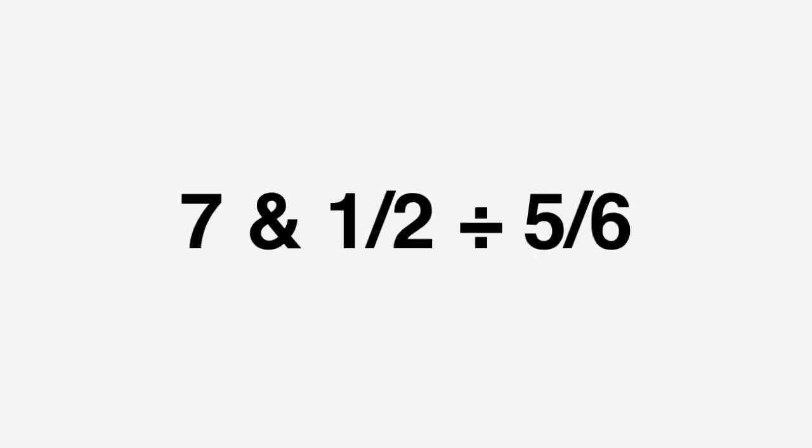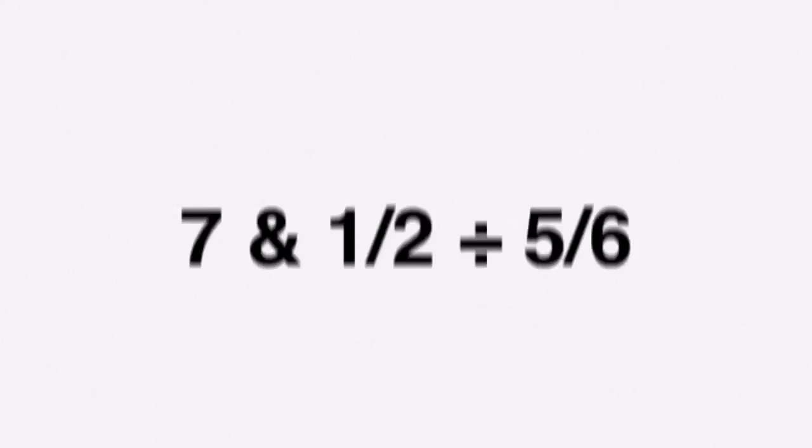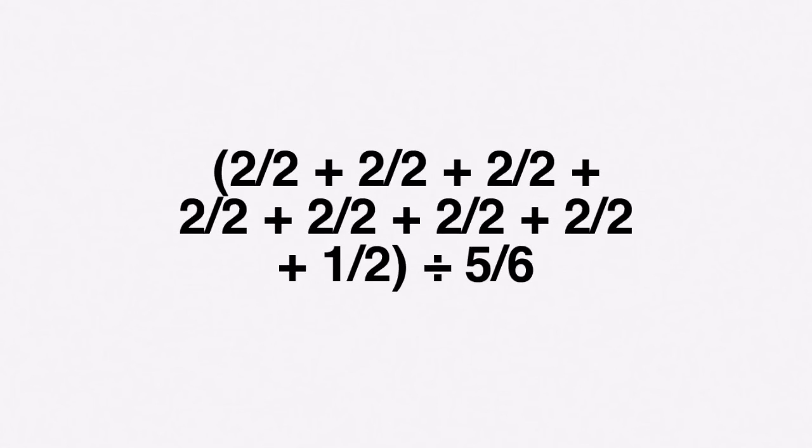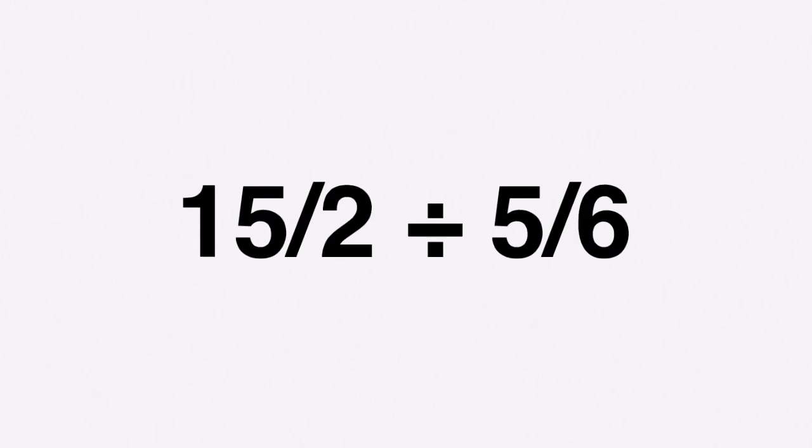What if we had a problem where the mixed number came first? 7.5 divided by 5/6. Well, it's no different. Let's change this mixed number into an improper fraction like we've done before. So, 7.5. How many halves is 7.5? Well, I know 2 halves is 1 whole, and I need 7 whole, so I need to do 2 halves 7 times, and I need that 1 half left over. So I put those halves all together, and I have 15 halves. So the problem actually says 15 halves divided by 5/6. And we can use multiplicative inverse at this point. 15 halves times 6/5, which equals 90/10, which equals 9.